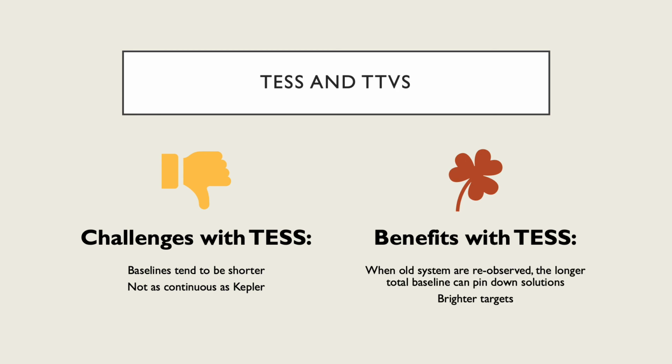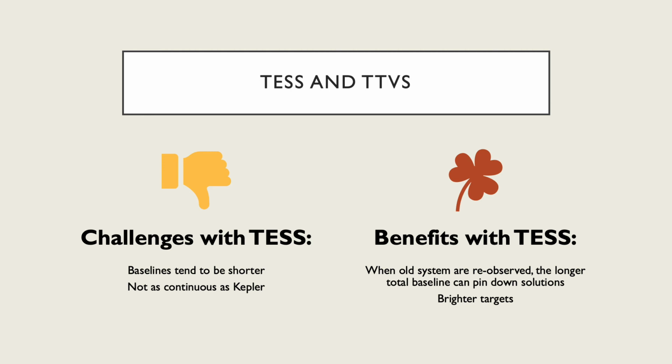However, there are two gigantic benefits that TESS has. One is that the baseline can be humongously extended compared to systems with only Kepler data, since it's been many years since the Kepler data was taken. So if stars are reobserved with TESS where there's already Kepler data, you could do a great job constraining what the true orbital states of those systems are.